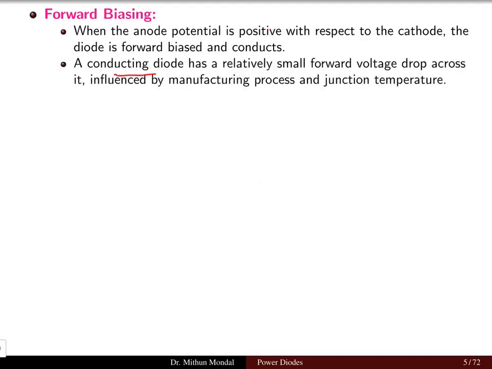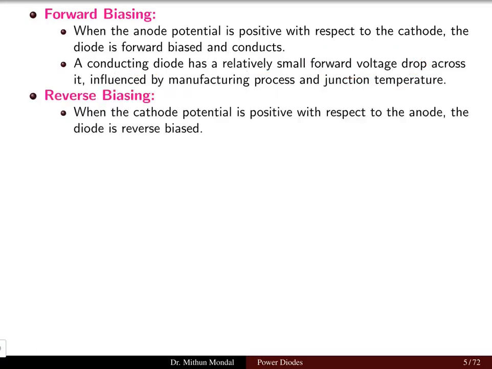A conducting diode has a relatively small forward voltage drop across it, and this is influenced by manufacturing process and junction temperature. So you will be having forward voltage drop because this is a practical diode, and these are dependent on what temperature the junction is operating and what is the manufacturing process involved. When we talk about the reverse biased, now in the diode, for the reverse biased, the anode and the cathode will be connected in the opposite manner.